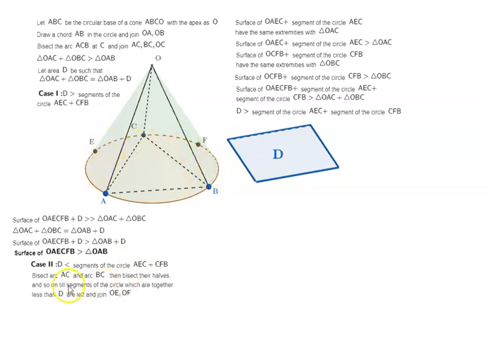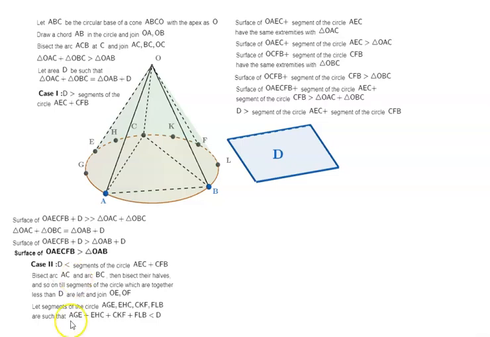So we bisect arc AC and arc BC, then bisect their halves and so on till we get segments of the circle which are together less than D. Now while marking the points E and F, I had purposely marked them as points of bisection, so that we have done the bisection once. Now let's bisect once more at G, H, K, L, and let's join OE and OF.